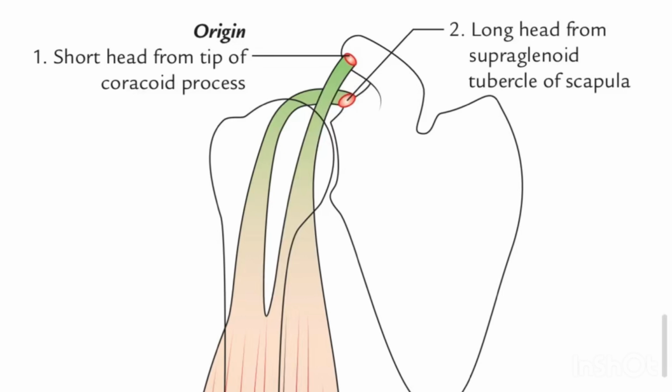The long head is coming from the supraglenoid tubercle. Put it in your head: long head, supraglenoid tubercle. While the short head is coming from the tip of the coracoid process. So the long head is supraglenoid, while the short head is the tip of the coracoid process. If you look at the scapula, where do you have the glenoid cavity? The glenoid cavity is where the head of the humerus enters. On top of the glenoid cavity, you will see the supraglenoid tubercle.